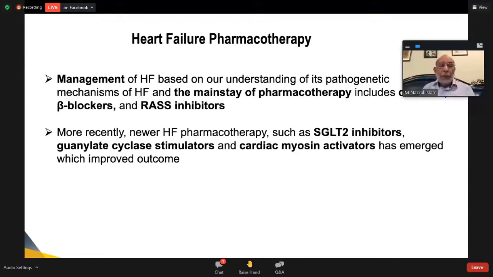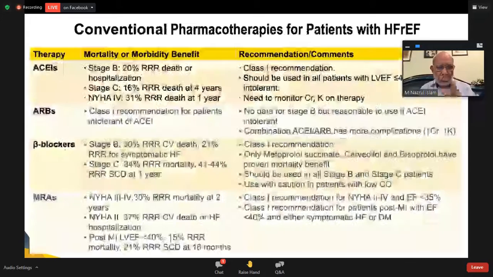Heart failure has its own pharmacotherapy. I have summarized it in this form: the mainstay of pharmacotherapy includes diuretics, beta blockers, and RAAS inhibitors. But more recently, there are new pharmacotherapies for heart failure: SGLT2 inhibitors, guanylyl cyclase stimulators, and very recently, cardiac myosin activators, which have emerged as new tools that can improve patient outcomes.